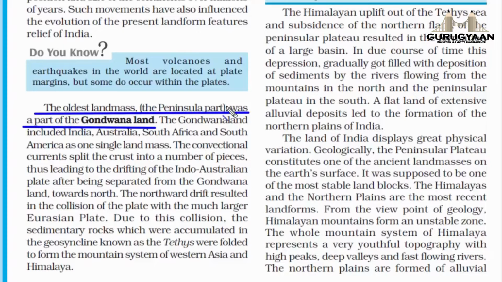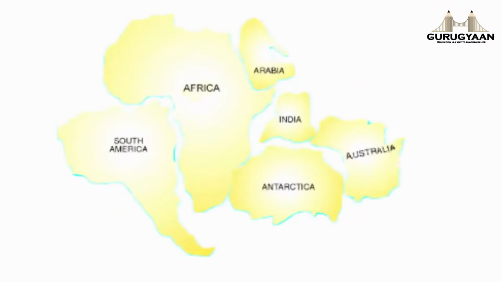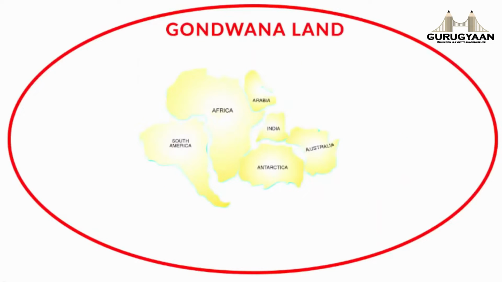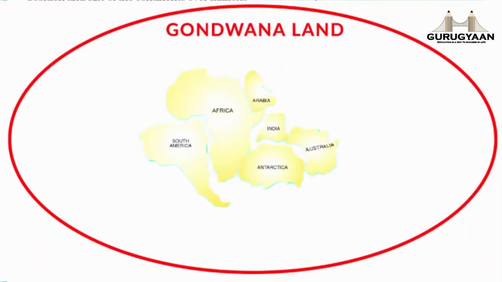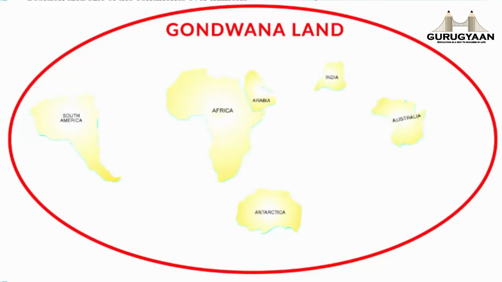So this Gondwana land comprised of several countries like South America, Africa, India, Antarctica, Australia. So this was all one single landmass once upon a time. So what happened was the crust broke into a number of pieces and everything started drifting apart. As you can see, South America moved towards the left hand side and Antarctica went towards the south and India and Australia moved towards north and east.